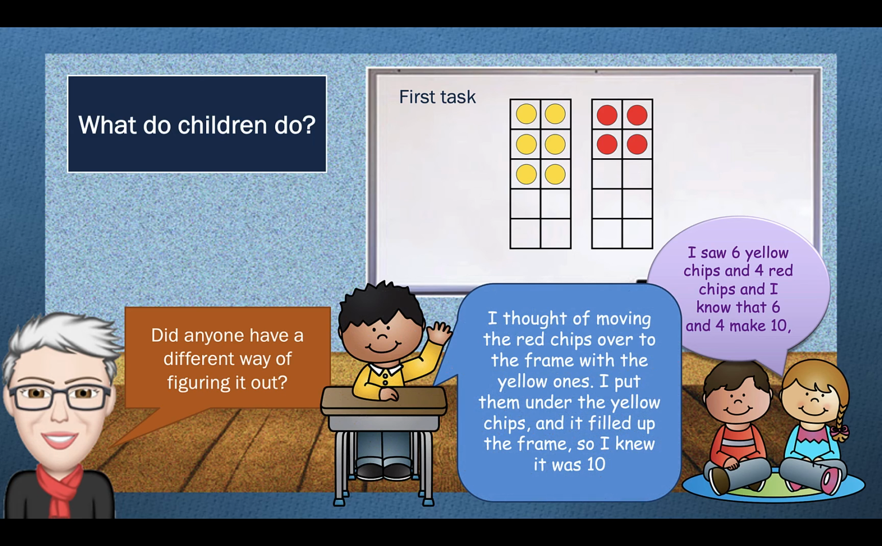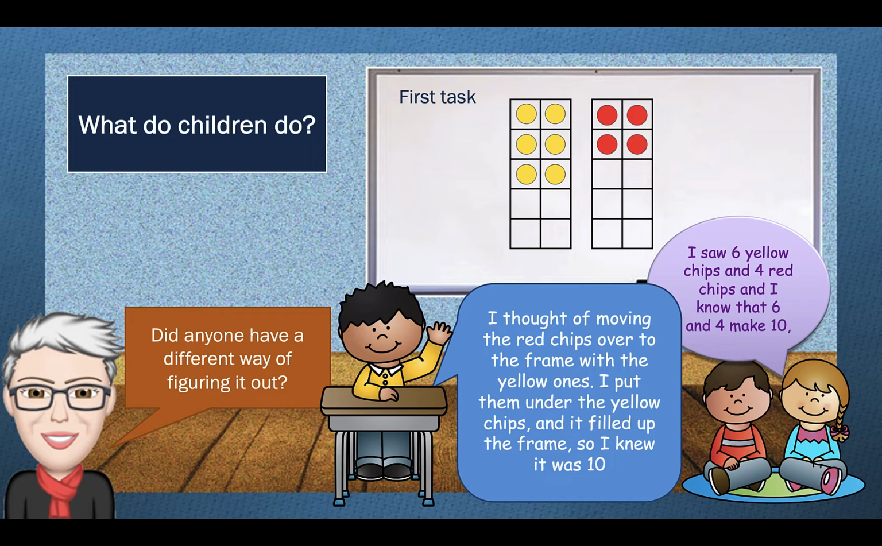Troy might say, "I thought of moving the red chips over to the frame with the yellow ones. I put them under the yellow chips and it filled up the frame, so I knew it was 10." Troy's solution is interesting because it relies on the structure of the 10 frame. Whereas Jasmine just knew that 6 and 4 make 10, Troy made use of the fact that when the frame is full, there are 10 chips. As we consider other tasks and other solutions, we will see that this type of solution can promote children's development of splits of 10 as well as of grouping strategy solutions.